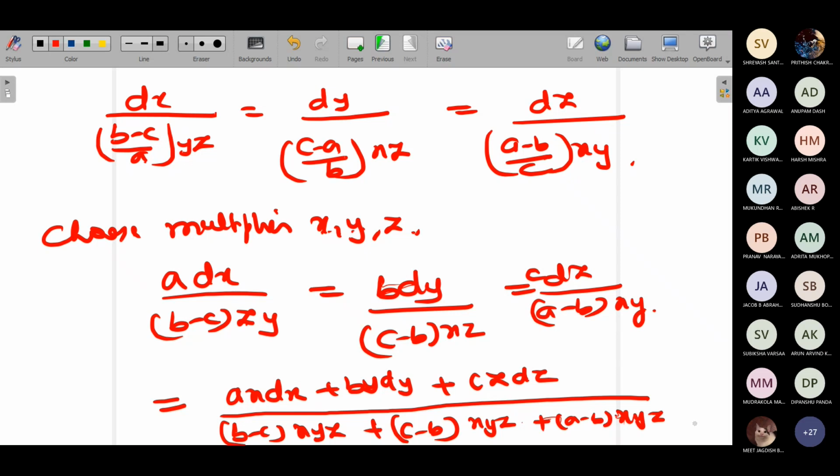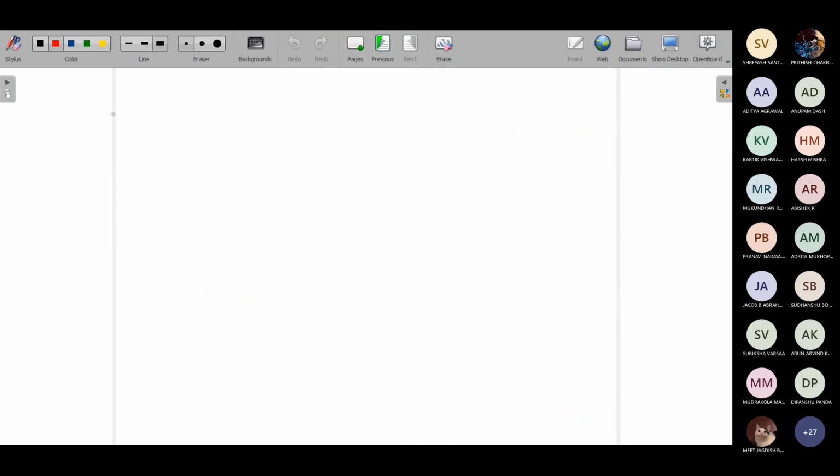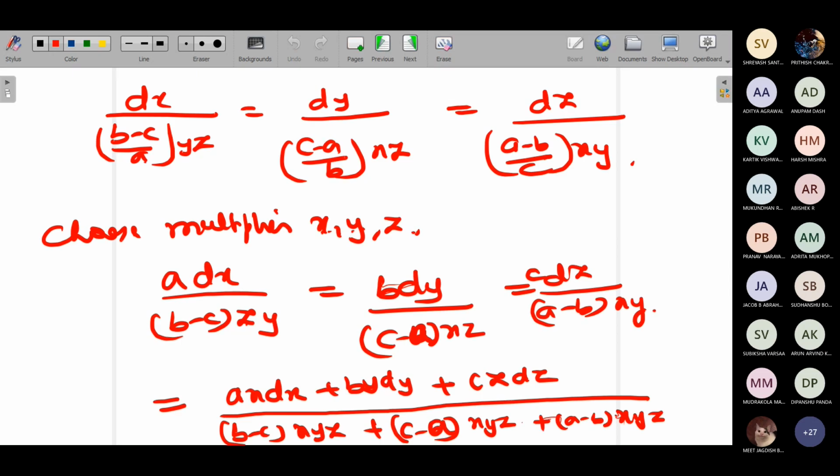Just check it out. If you take xyz commonly outside, you have b minus c plus c minus a plus a minus b. Sorry, this is c minus a. Now check it out: b minus c, plus c, minus a, plus a, minus b. Yes, the denominator is becoming 0. So since the denominator is equal to 0, that is what you get.